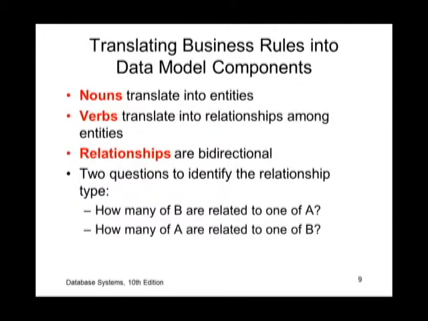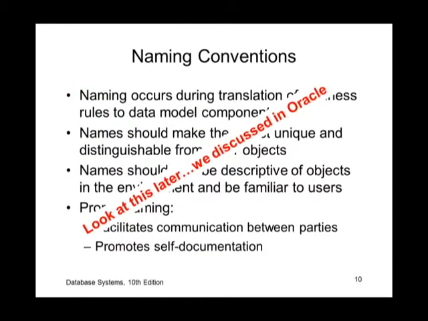Two questions help us identify the relationships, and you can think of them in these very simple terms. First of all, how many of B are related to one of A? And conversely, how many of A are related to one of B? Pretty simple formula. The discussion on naming conventions is pretty much a review of what we talked about in Oracle. I'd recommend you take a quick look at it in Chapter 2 just to refresh your memory.